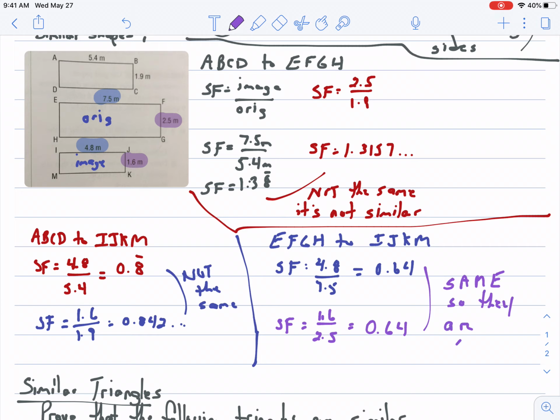So they are similar. And that was our purpose, was to prove which ones were similar. So now I know that EFGH and IJKM are similar. And it was a lot of work to determine that, but I was able to kind of go through that process to decide it. And it's comparing scale factor.